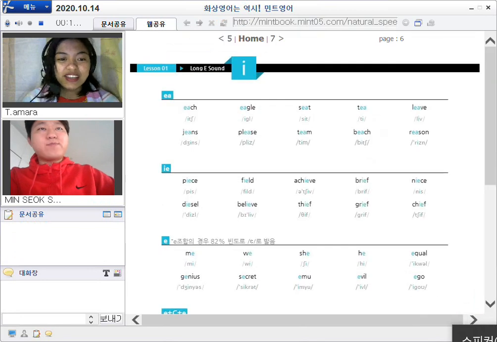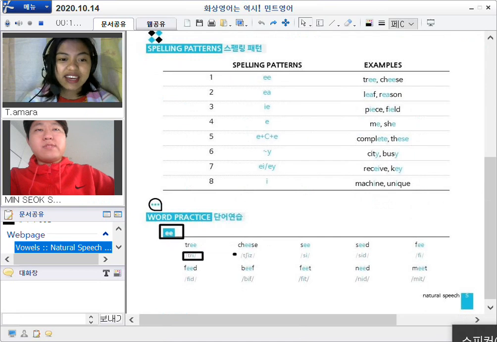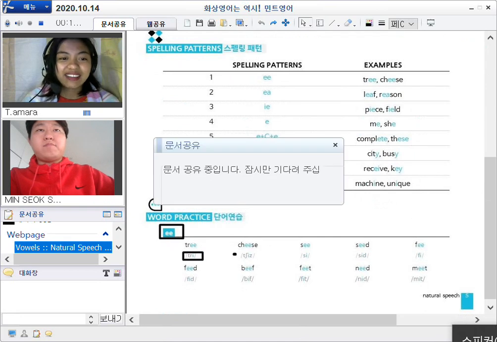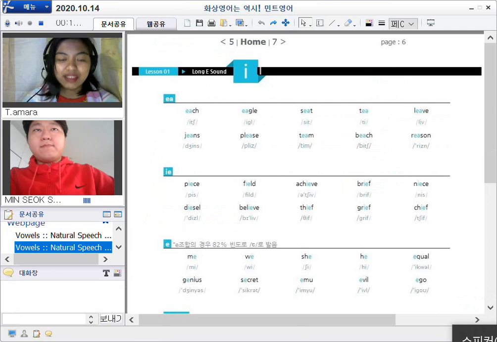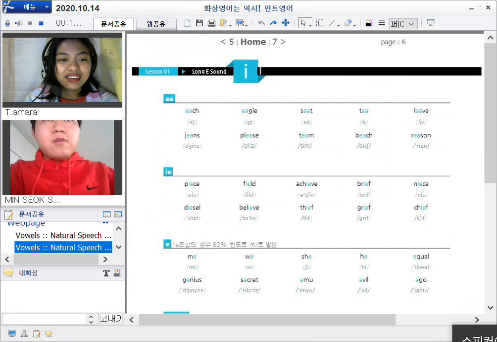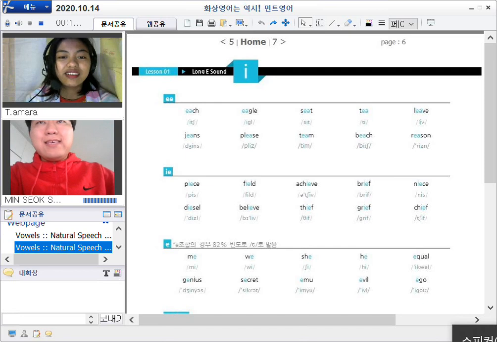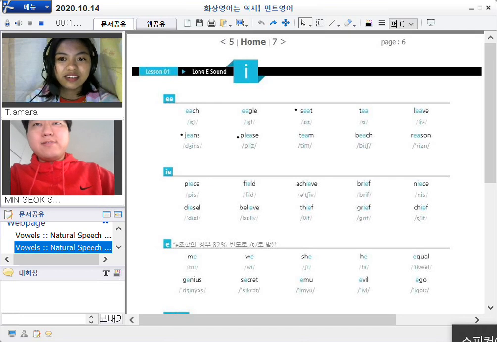The next spelling pattern: words that have EA in them. Again, please read from left to right. You can start. Each, eagle, sit, tea, leap, jeans, please, team, beach, legion.